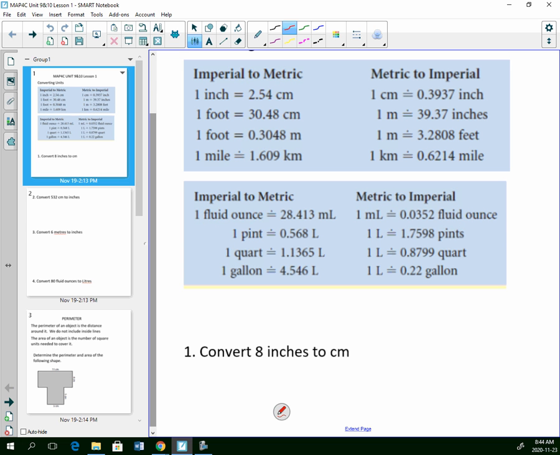So if I want to convert inches to centimeters, sometimes it's just all metric. So it might be centimeters to meters, meters to kilometers. That's pretty easy because we know that's multiples of 10. But if it's something like metric to imperial, like the old way and the new way, then we need some conversion rates. So if I'm going 8 inches to centimeters, I start.